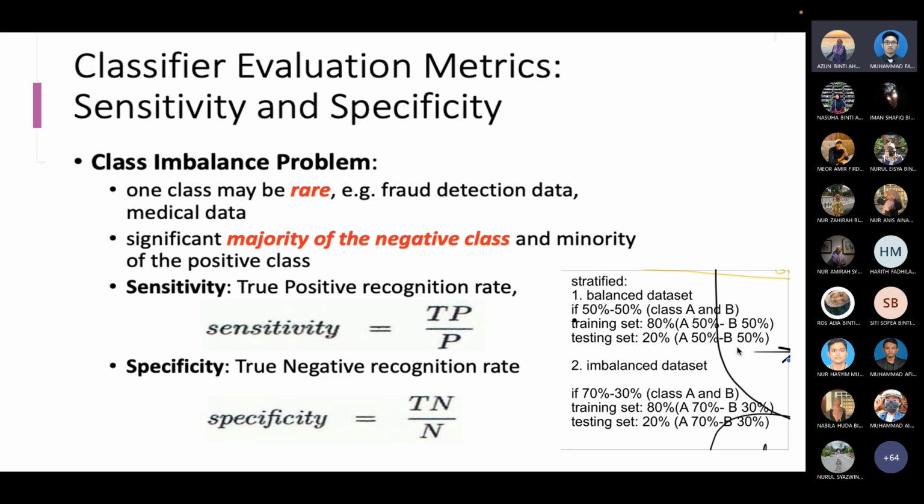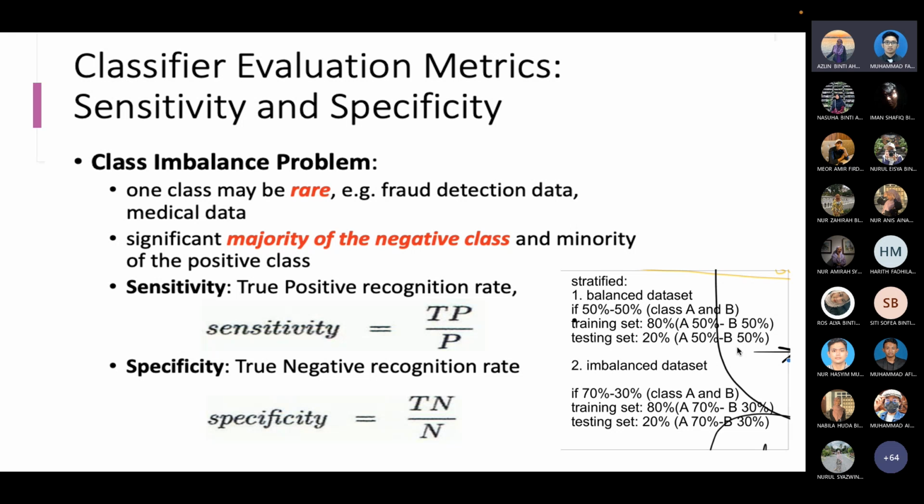Okay, dalam original dataset kalau balance 50-50, so training set, even though you select it randomly, you kena make sure A ada 50%, B pun ada 50%. Maknanya dalam 80% tu, 50% adalah A, another 50% belongs to B. Sama juga testing, 20%. 50% of the 20% must be A and another 50% belongs to B. That one balance. Tapi kalau imbalance ni very crucial.